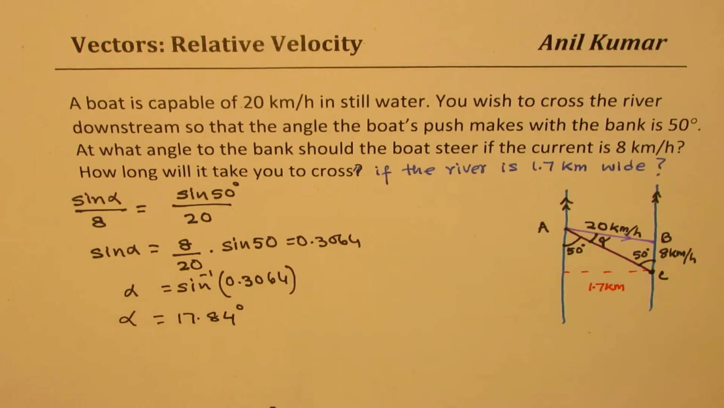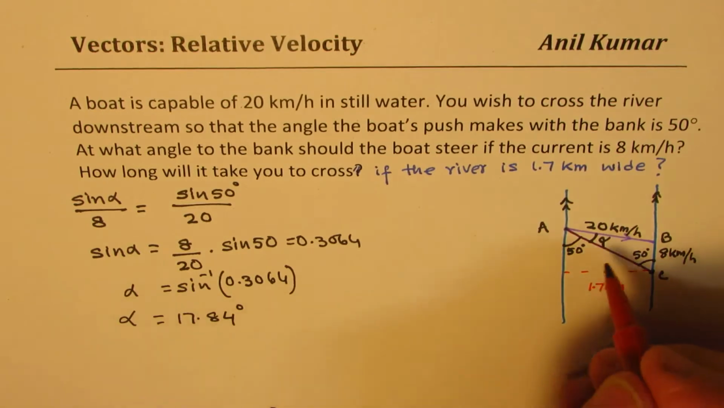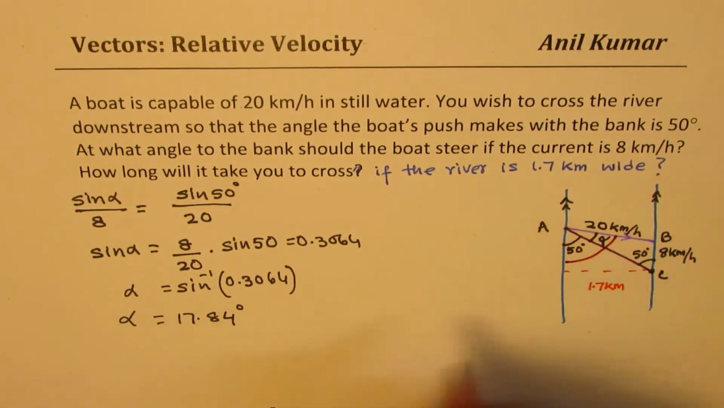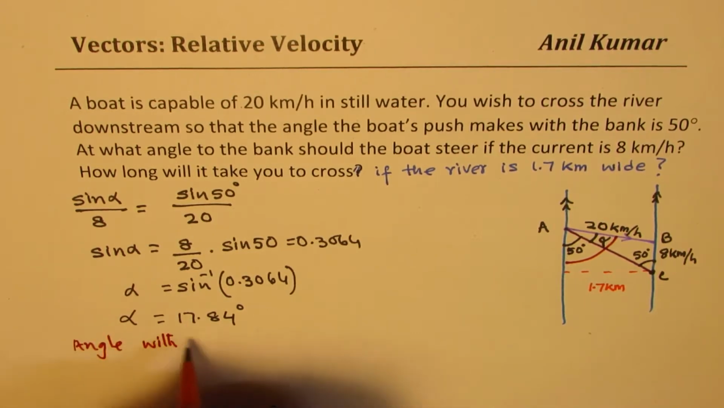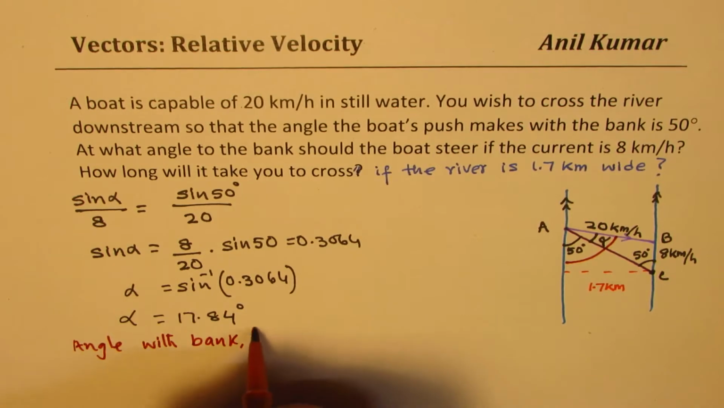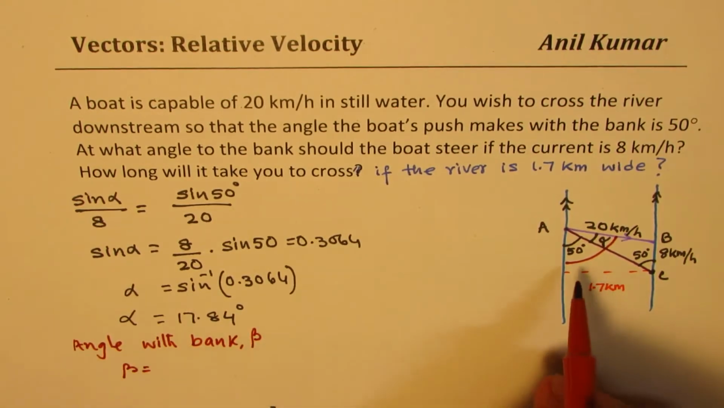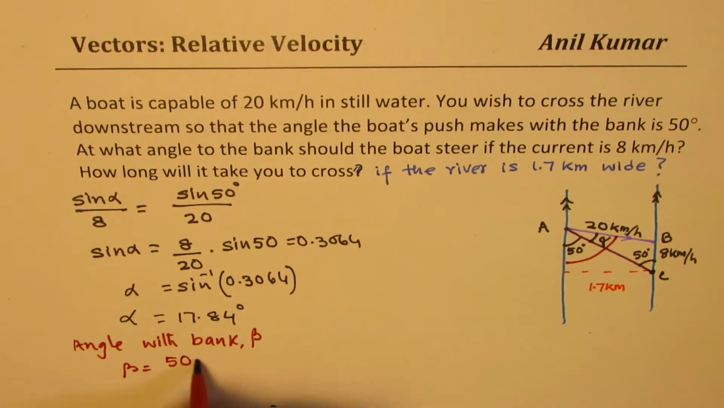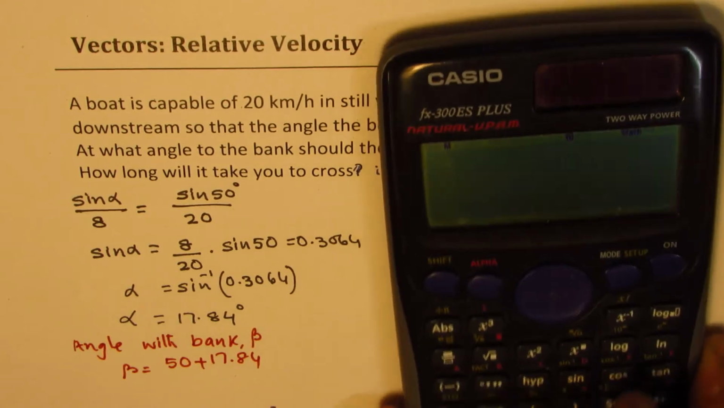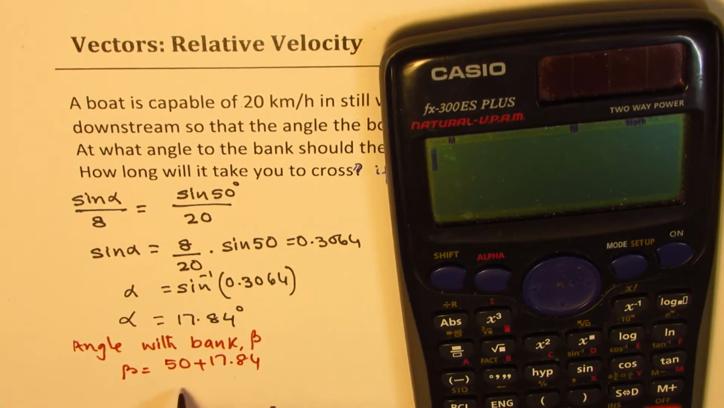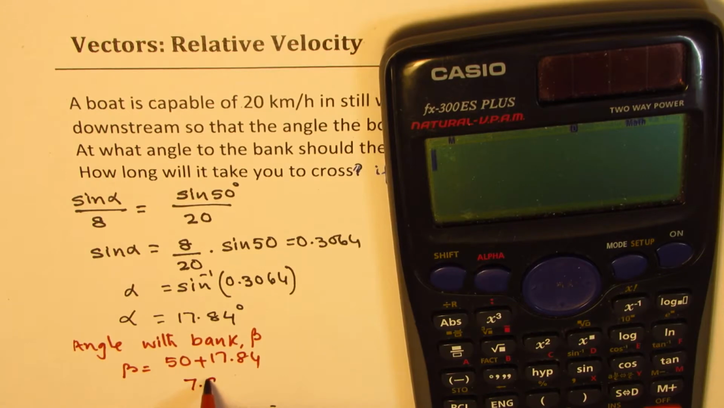So the angle which you have to write here is basically the sum of these two. So with the bank, it is this angle which you have to report. So the angle with the bank, let's call this beta, should be equal to 50 plus 17.84. Correct? So let's add them up. When you add 50 to this, we can round this to 0.8, right? So 67.8. So that's the angle with the bank.